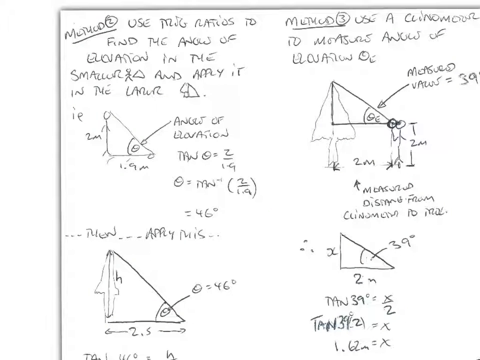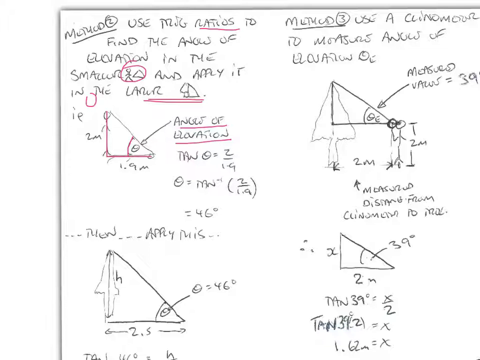A second approach would be to use the trigonometric ratios to find the angle of elevation in the smaller triangle, so the guy measured his shadow, and then apply that to the larger tree triangle. If you remember from the last example, the person was 2 meters high, their shadow was 1.9, and this generated an angle of elevation of the sun.